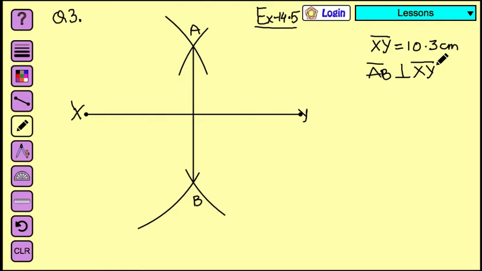Let's move on. Now part A says take any point P on the bisector drawn. Now what is your bisector? AB is your bisector. So you have to place a point P anywhere on this line. Anywhere you can place it. For example, I am taking it here. I am marking this point as P.